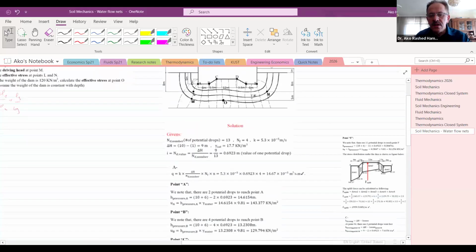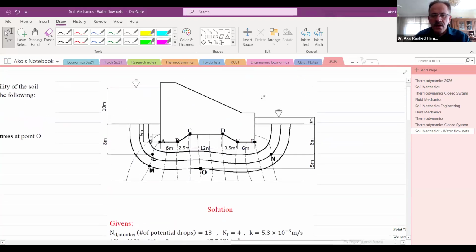Now, look at another example. This is a dam. This is the body of the dam. The dam will usually be a concrete dam. This is the natural ground level upstream, and this will be downstream.